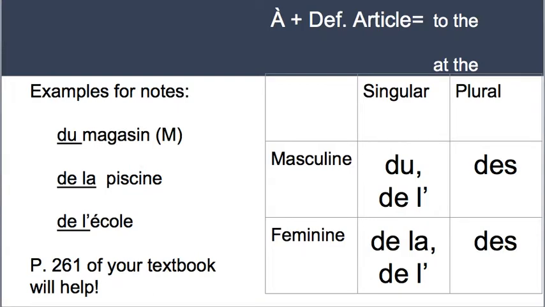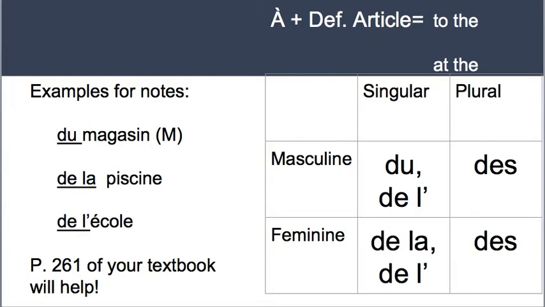And here you have it. Du, because it's masculine, in front of magasin. De la piscine, because it's feminine, in front of piscine. And de l'école. École is a feminine word. However, because it begins with a vowel sound, we are going to have the de l'apostrophe in front of it.